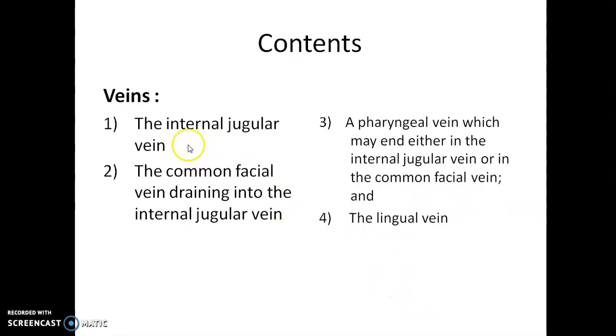Come to the veins. The partner of the internal carotid artery and common carotid artery is the internal jugular vein. So this is a partner for the carotid arterial system. It drains the brain basically. And the next, common facial vein, which will end up in the internal jugular vein. This actually partly drains the face and partly drains the scalp. Pharyngeal vein, as the name suggests, drains the pharynx. Lingual vein drains the tongue. And there will be many other veins which are not mentioned here, that is thyroid veins, laryngeal veins, pharyngeal veins, esophageal veins. All these will end up in the IJV, internal jugular vein, the major vein of the neck.